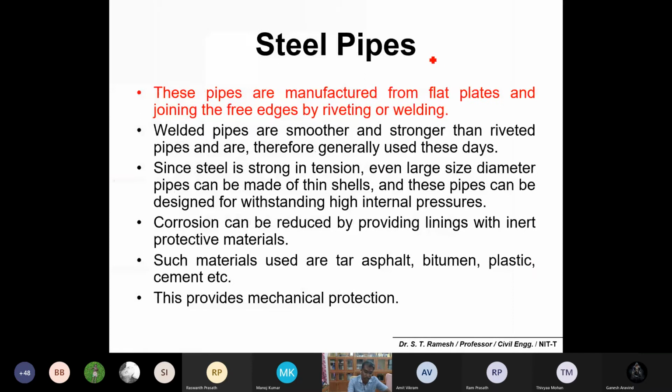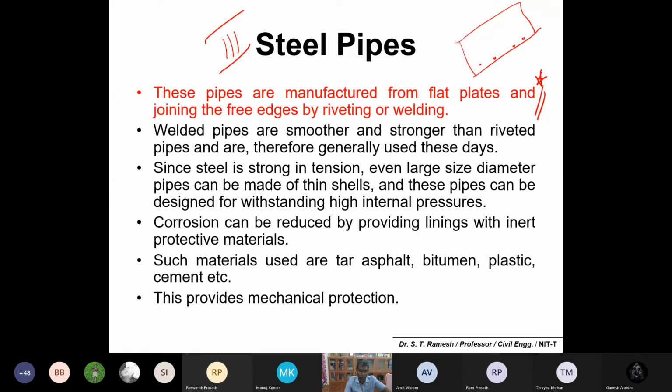And the third type is steel pipes. Steel pipes are very simple. The steel sheets will be available, and depending upon your requirement, you take a steel sheet and join the edges either by riveting or by welding. So please make a note on this, it is important. Steel pipes are manufactured from flat plates by joining the free edges, simply by riveting or by a simple welding process.